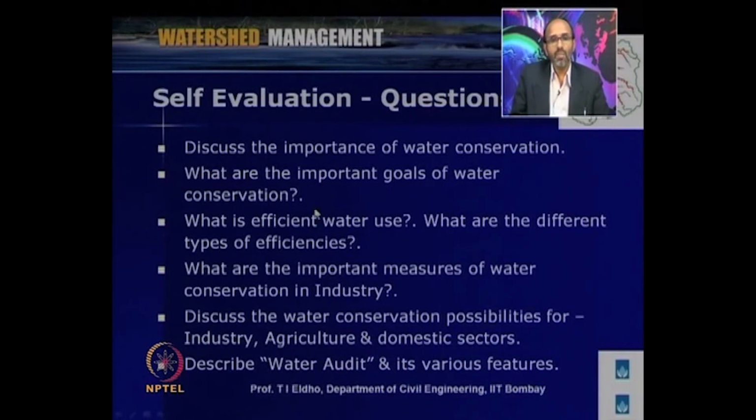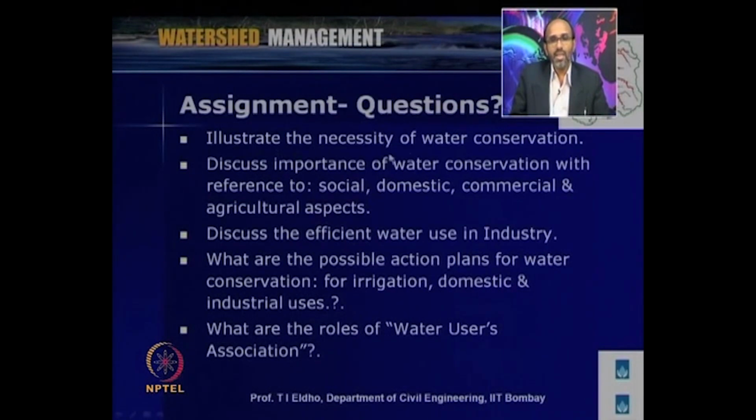Some more assignment questions: illustrate the necessity of water conservation, discuss the importance of water conservation with reference to social, domestic, commercial and agricultural aspects, then discuss the efficient water use in industry, what are the possible action plans for water conservation for irrigation, domestic and industrial uses, and what are the roles of water users associations.